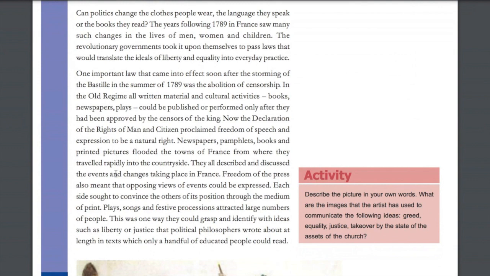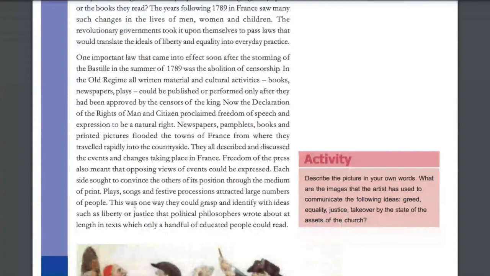So, newspapers, pamphlets, books, and all flourished at that time. They all described and discussed the events and changes taking place in France. Freedom of the press also meant that opposing views of events could be expressed. Each side sought to convince the others of its position through the medium of print.